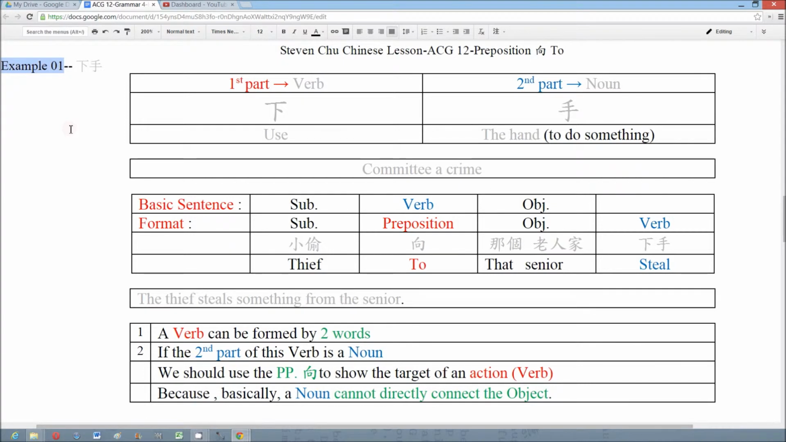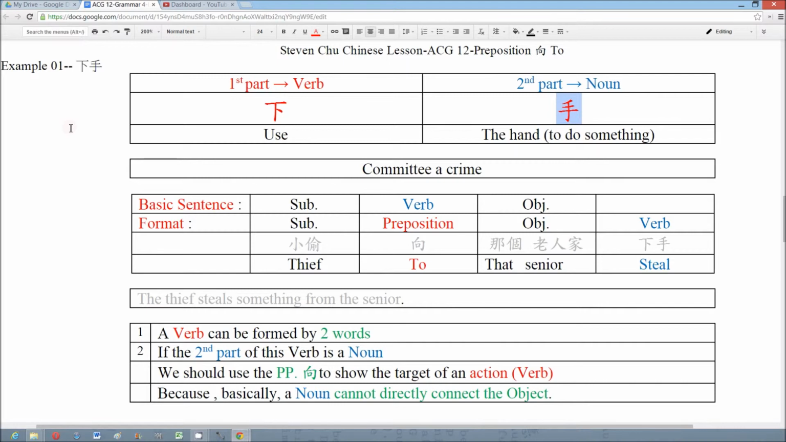We have two examples. This is the first one. And we use a verb 下手. 下 means use. It is a verb. 手 means the hand. It is a noun. And the form of verb means commit a crime. The second part of this verb is a noun, so it cannot connect with the object directly.